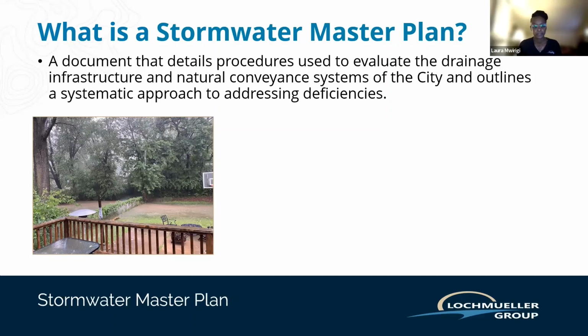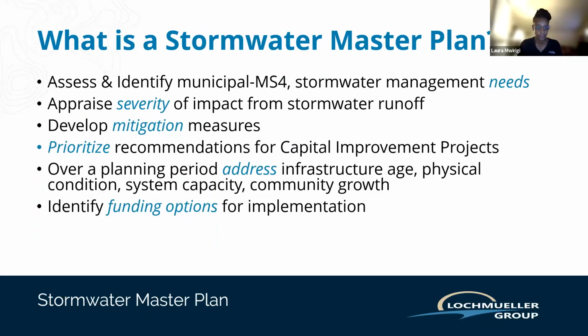What is a Stormwater Master Plan? A Stormwater Master Plan details the procedures used to evaluate the conditions of the drainage infrastructure. This includes the built system, which is composed of the piped sewer networks, basins, inlets, as well as natural conveyance systems such as ditches and creeks. Then, using a structured stormwater problem identification process, we identify deficiencies in the drainage system, and then we have a systematic approach on how we are going to address issues and present those solutions. On the next slide, we will go through what the main components of a Stormwater Master Plan are.